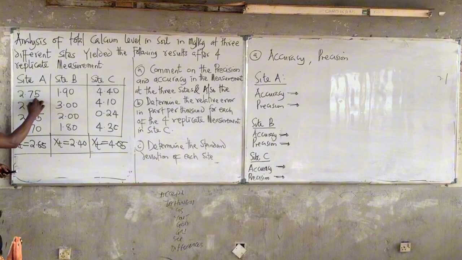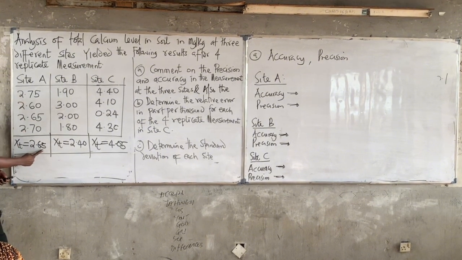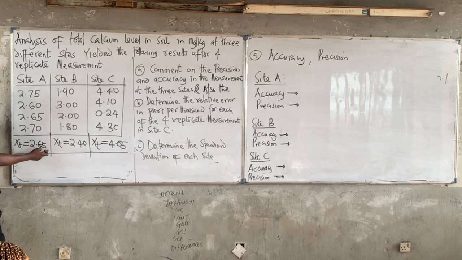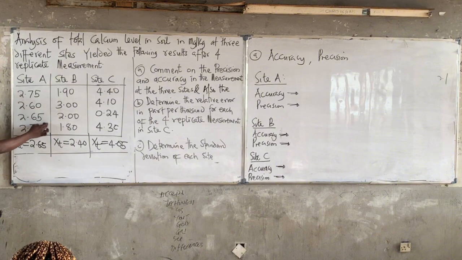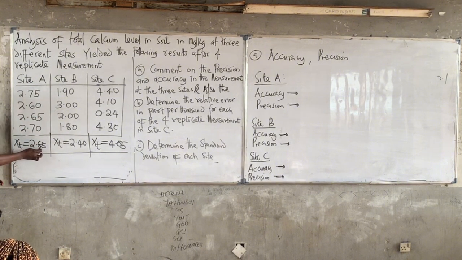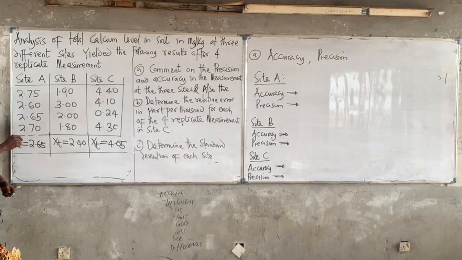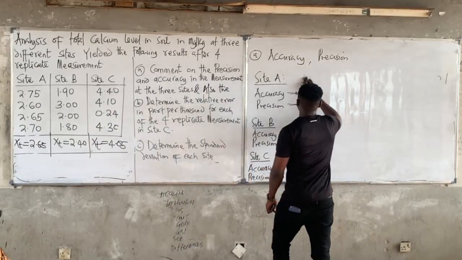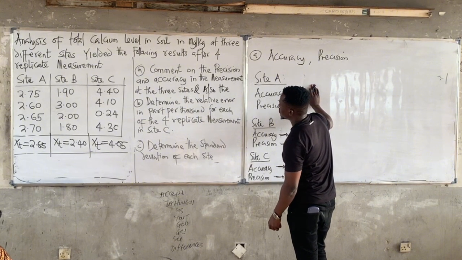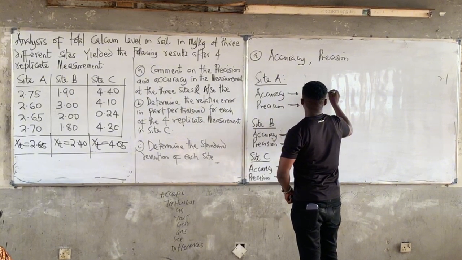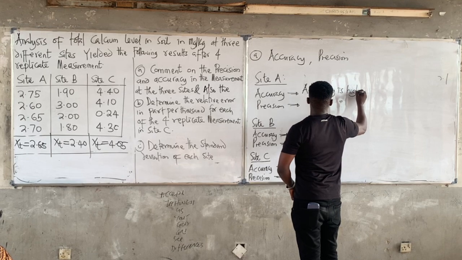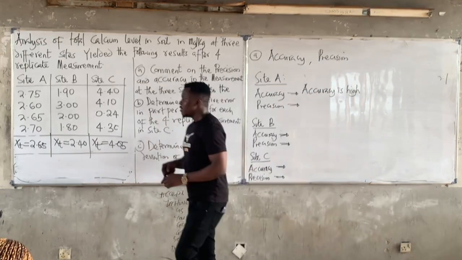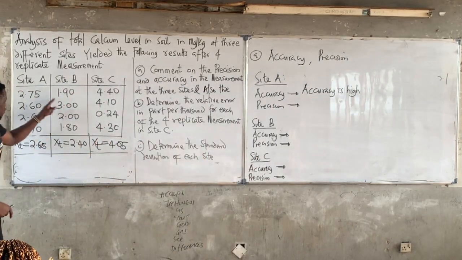Now, the measured value, look at this. 2.75 is close to 2.65. 2.60 is close to 2.65. 2.65, in fact, is equal to 2.65. 2.70 is close to this. So if you look at the values in this site A, they are close to the true value, right? So in terms of accuracy, the accuracy is high. So here, site A, accuracy is high. Class covered.